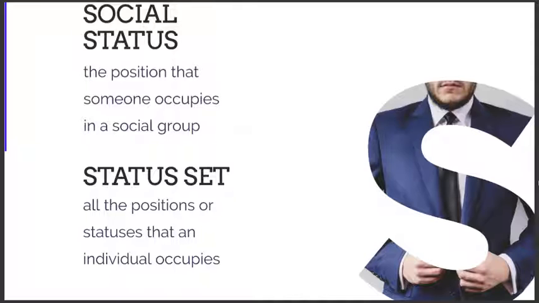We also have different statuses in the family. So someone is a mother, someone is a brother, someone is a niece, and those are the different kinds of positions that we have available. All the positions that you occupy at one time are called your status set. So for example, you could be a brother and a juggler and a baseball player and a pharmacy technician or whatever. You could have multiple statuses at one time, and all of those put together are what we call your status set.